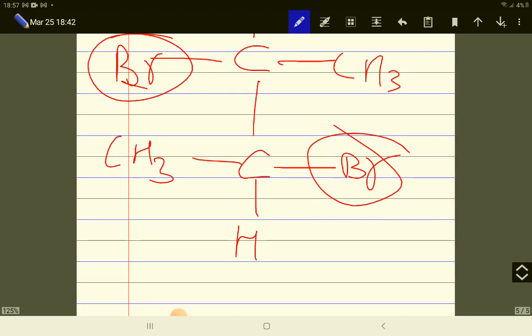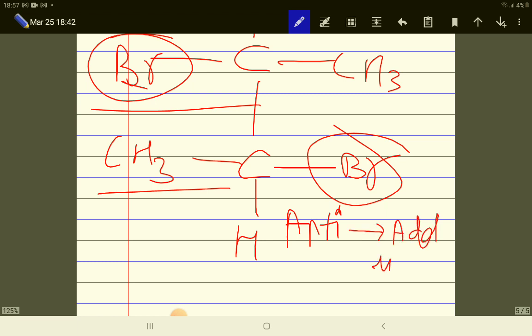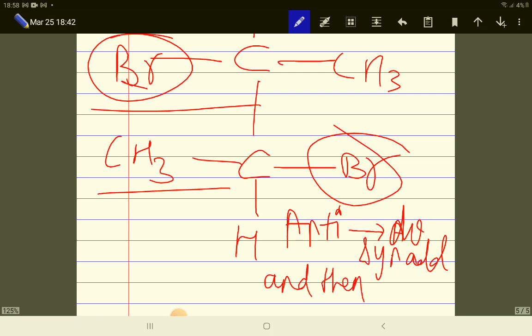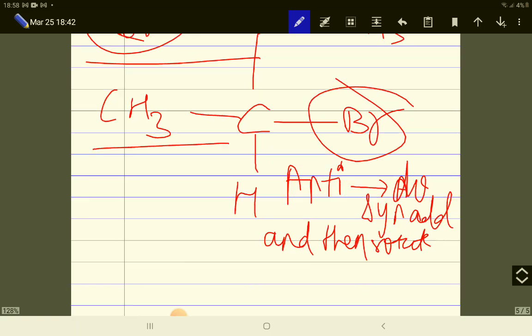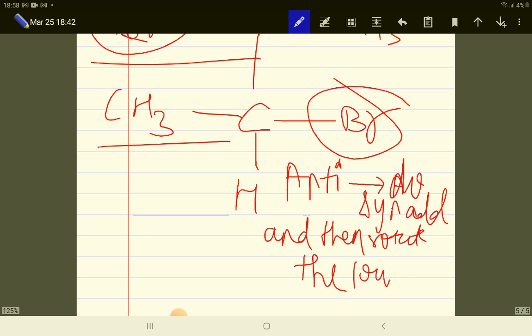So let me repeat. Whenever you want to do anti addition, and you see space in the cis position, what do you do? You just simply add them in cis, that is, simply do syn addition, and then rotate the lower half, right? So this is the thing.